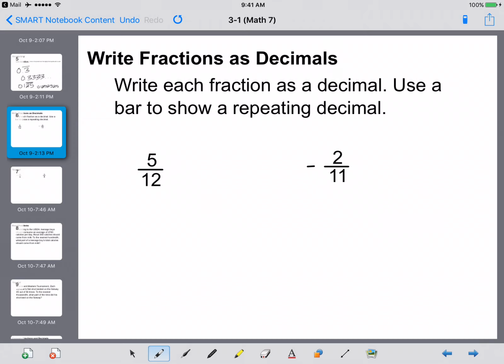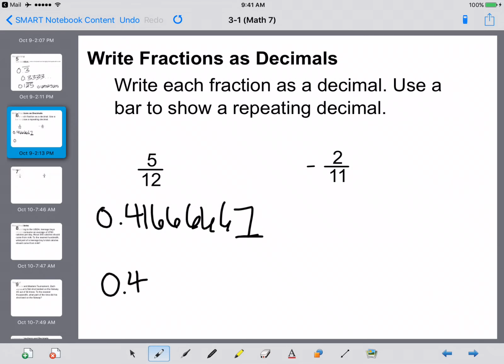To write fractions as a decimal, we want to write each fraction as a decimal and use the bar to show a repeating decimal. So when I hit 5 divided by 12 into my calculator, I get 0.416666667. What that means is this 7 here is just being rounded up by the 6 that would be continuing on forever behind it. So our number is actually 0.41, with our 6 repeating forever.